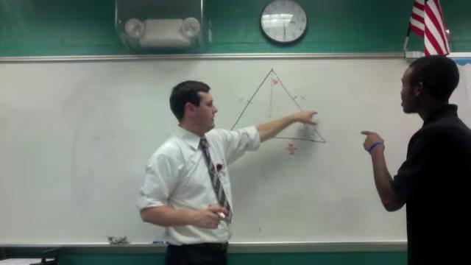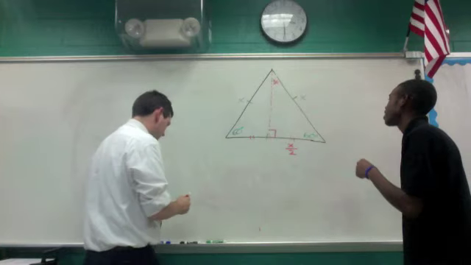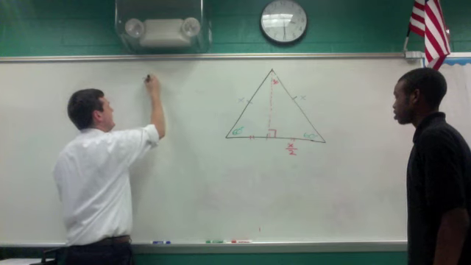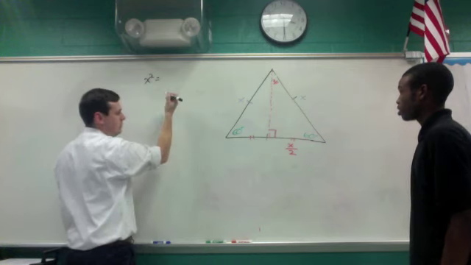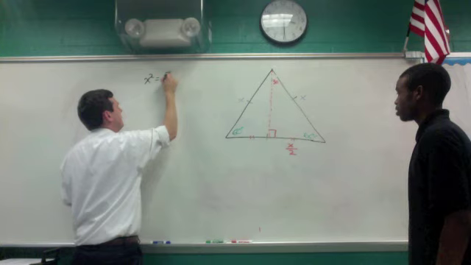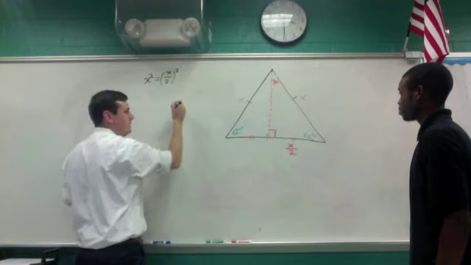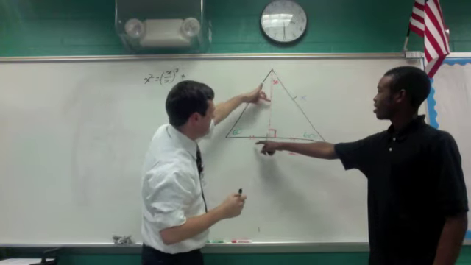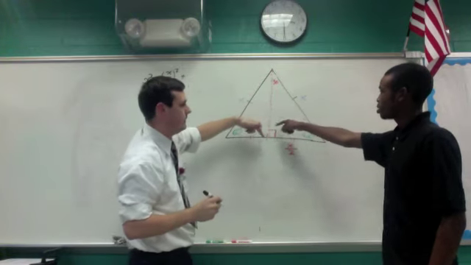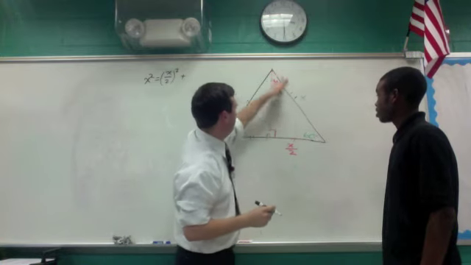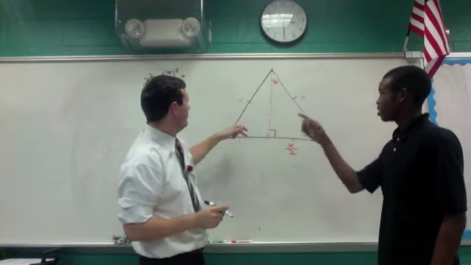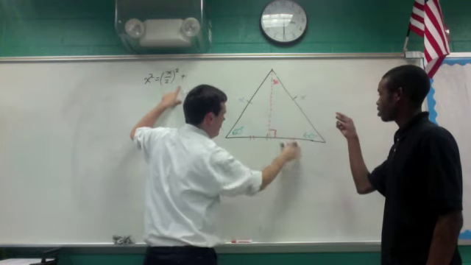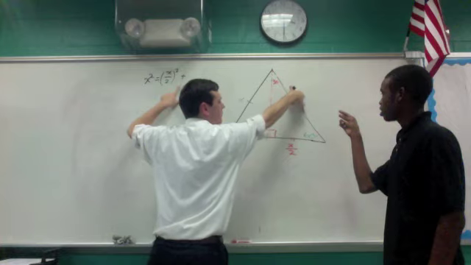Now I have to use the Pythagorean theorem to find the third side. This is where it gets a little complicated. We know that X squared, because it's the hypotenuse, equals X over 2 squared. Well, no, this side, the red side, the height. I'm trying to find this side, because there's a right triangle. I'm using the Pythagorean theorem: this squared plus this squared equals this squared.